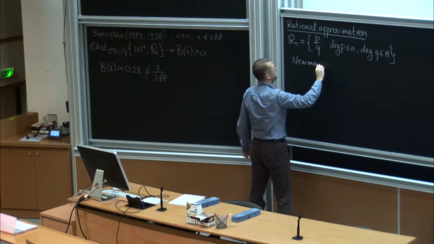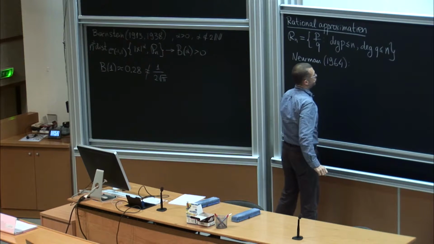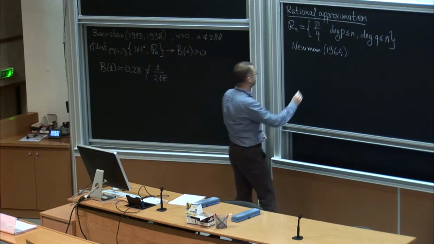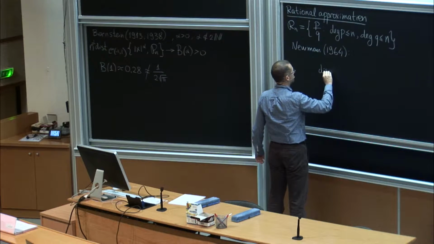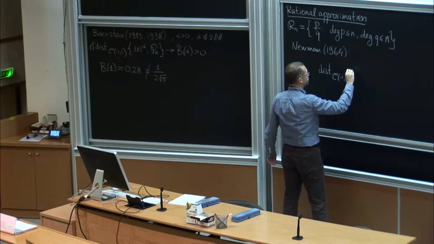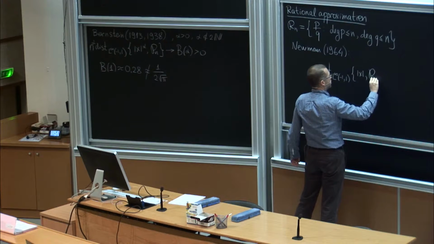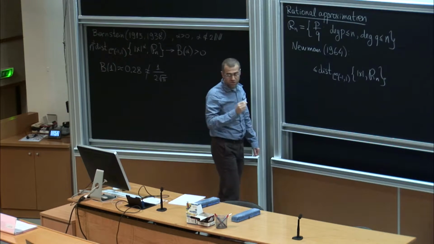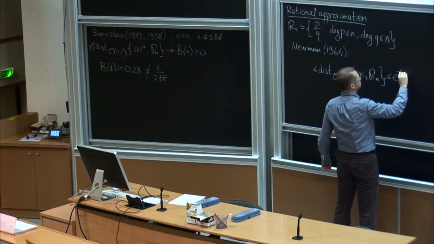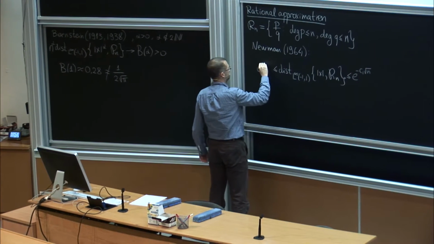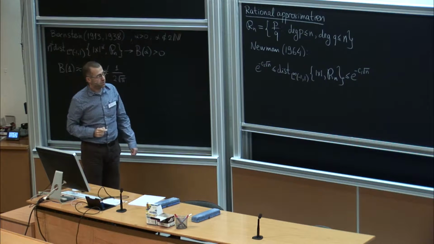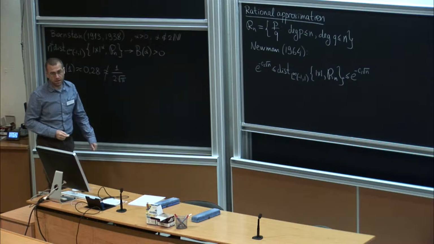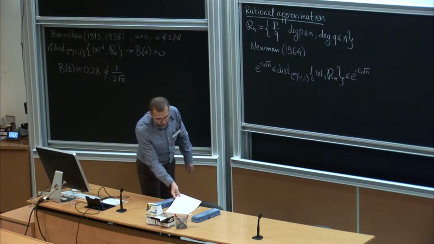Newman proved the following. He looked at the rational approximation of exactly this function. More precisely, he even looked at alpha equals 1. So he looked at the distance in L infinity on [-1, 1] of just the absolute value of x to the rational functions. And he proved that the rate of convergence to 0 is actually exponential. And this was the first indication that rational approximations work much, much better than polynomial ones.